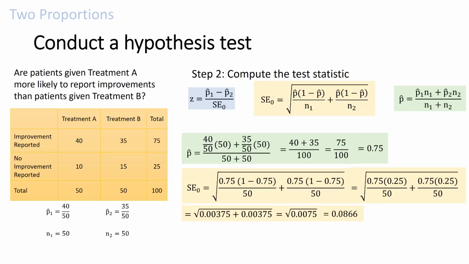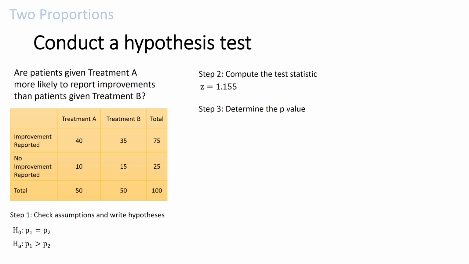Now we can compute the Z test statistic. Again, we plug our values into this formula. In the numerator, we have the difference in sample proportions, and in the denominator, the standard error that we just computed. We end up with a test statistic of Z equals 1.155. All of that was step 2. At this point, I hope you're convinced that using Minitab Express is a much better option than doing all of these calculations by hand. Step 3, determine the p-value.